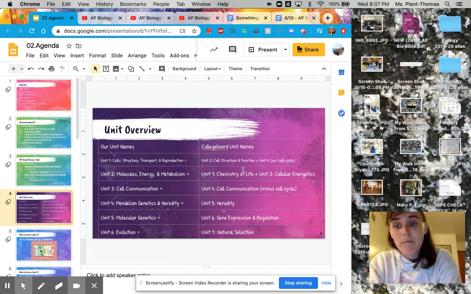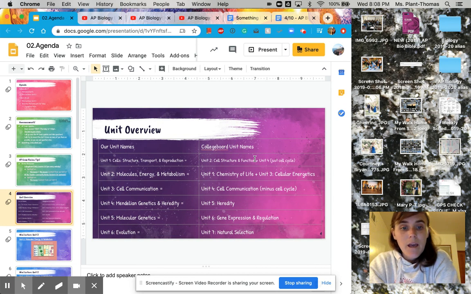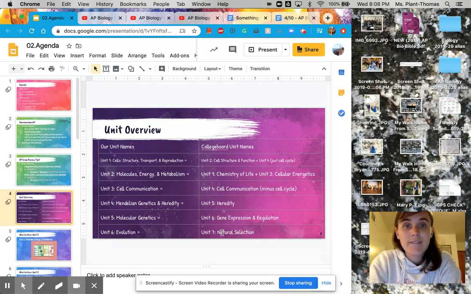Our Unit 2 corresponds to two of their units. This was probably our biggest, our meatiest unit of the year. It corresponds to AP's Unit 1, Chemistry of Life, and AP's Unit 3, Cellular Energetics. Our Unit 3 on cell communication correlates to AP's Unit 4, cell communication, minus the part on cell cycle, which we covered in our Unit 1. And you'll see that our units 4, 5, and 6 from this semester correlate pretty cleanly to the AP units 5, 6, and 7.